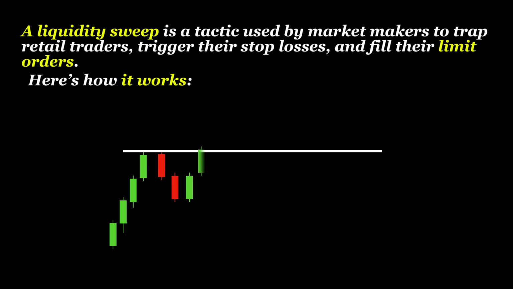The market moves up and breaks a resistance level, then pulls back to retest that same level, which has now turned into support. This level becomes a liquidity area, holding lots of stop losses and pending limit orders.